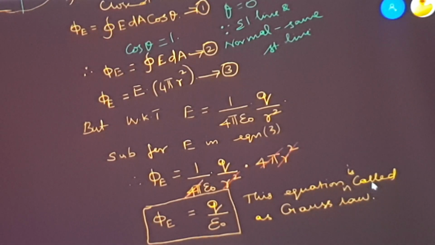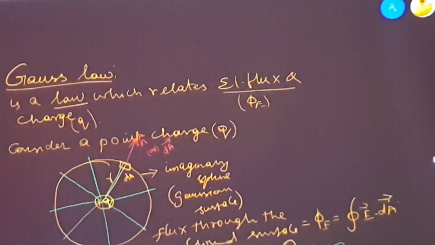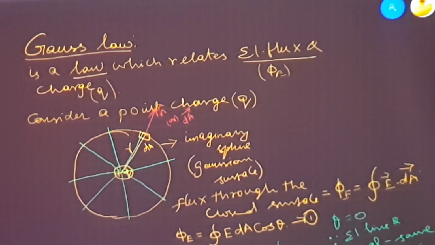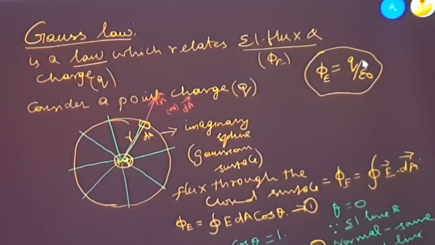We can summarize again. See, when you are considering this summarization, you see what I have done. What is Gauss law? Initially, I have told that Gauss law is a law which relates the electrical flux and the charge Q. So, by relating that, what is the answer that you are getting? The answer you are getting is phi is equal to Q divided by epsilon 0. Phi is the electrical flux, phi E. So, we are relating the flux phi and the charge. How they are related is given in the final step as the Gauss law.